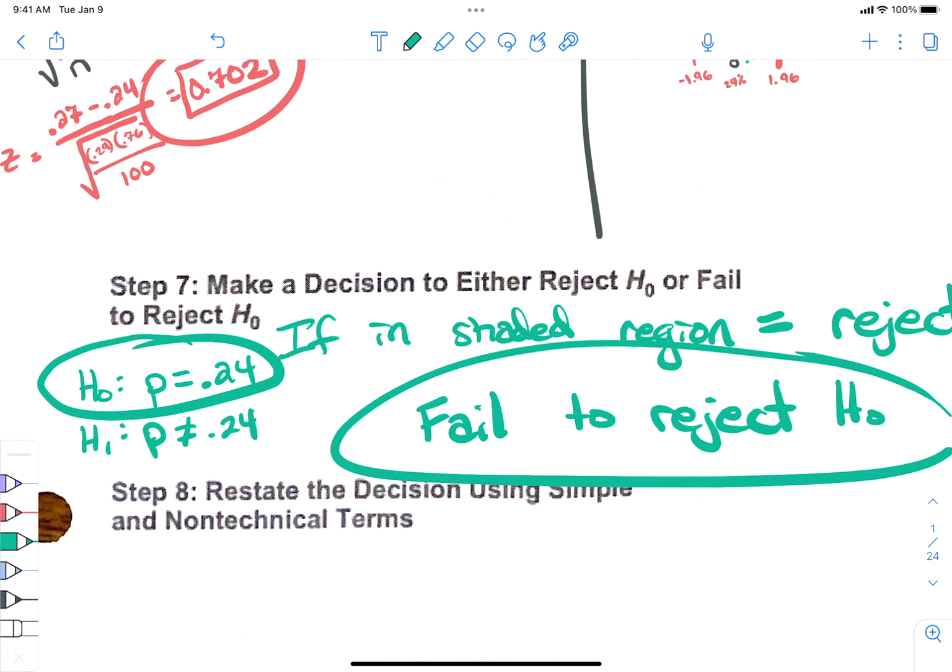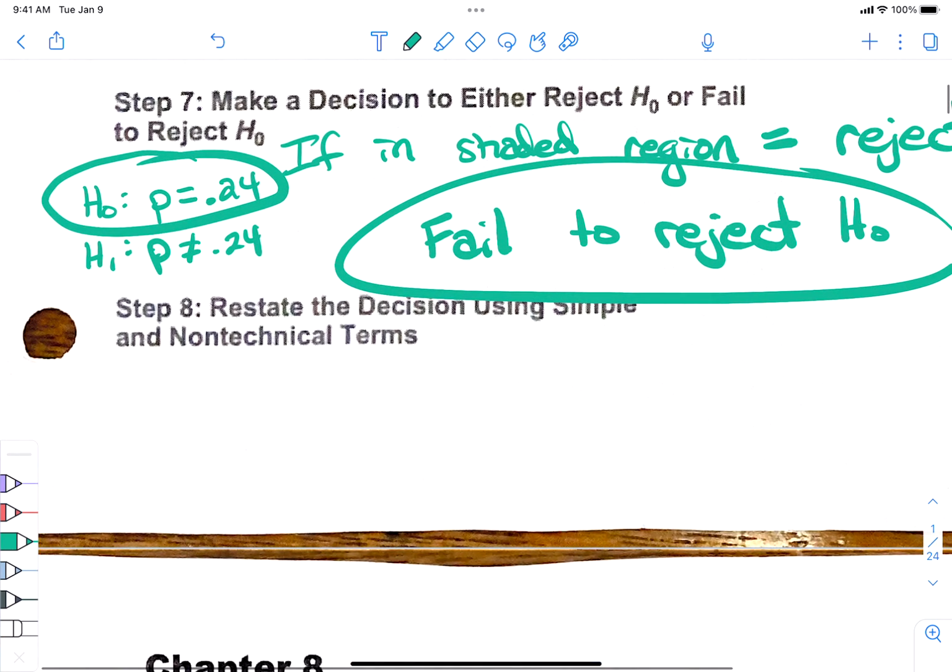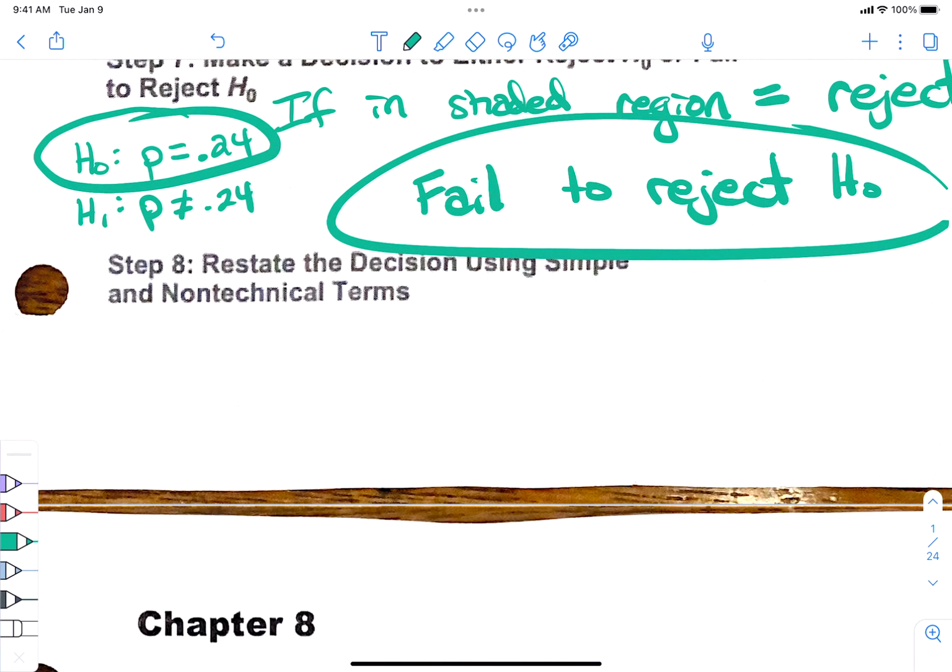At this point in time, I can't prove you false. You might be false, but at this point in time, I can't say definitively that that's a wrong answer. So rather than accepting the hypothesis, we fail to reject it, right? Because we can't say that it's wrong technically at this point, right? So restate the decision using simple non-technical terms. So we fail to reject the null hypothesis, which means what? In layman's terms, what did we just do?